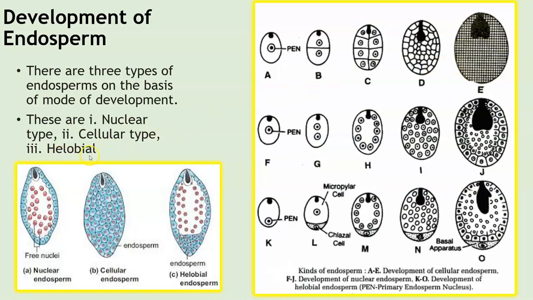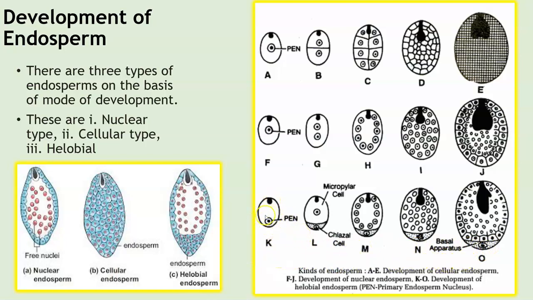Then the third type of division is the helobial type. Now this is the image of the helobial type endosperm. It occurs in the order Helobiales of the monocotyledons. In this case, the first division of the primary endosperm nucleus is followed by a transverse wall formation which divides the cell unequally. Have a look at this image here from K to O.